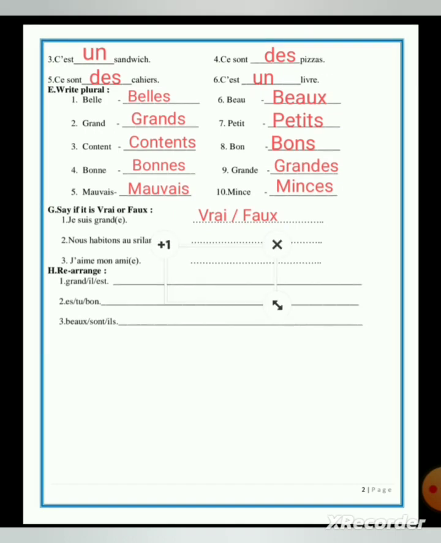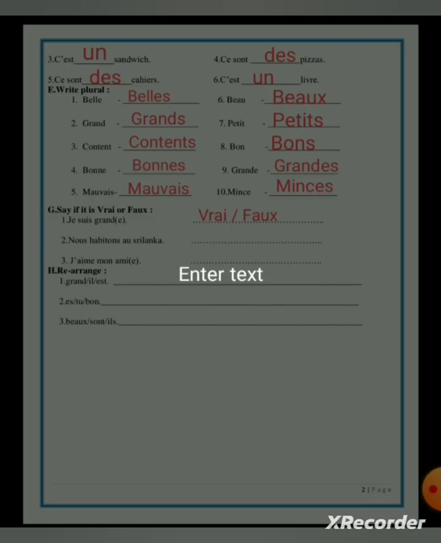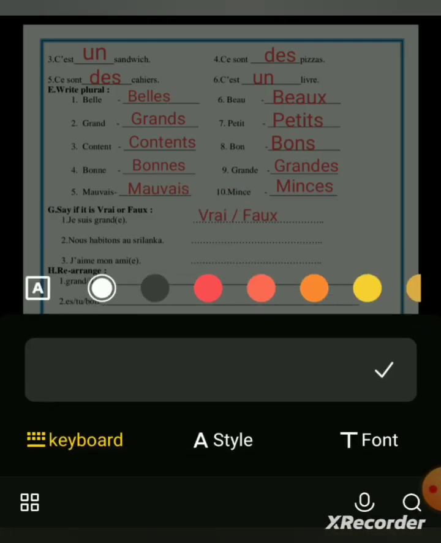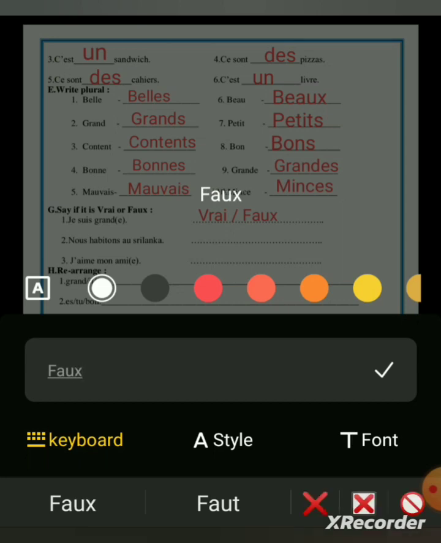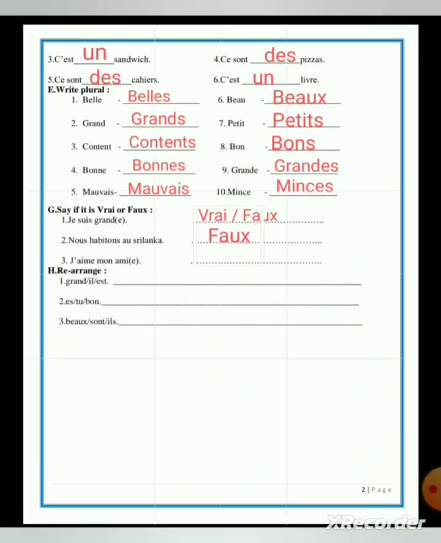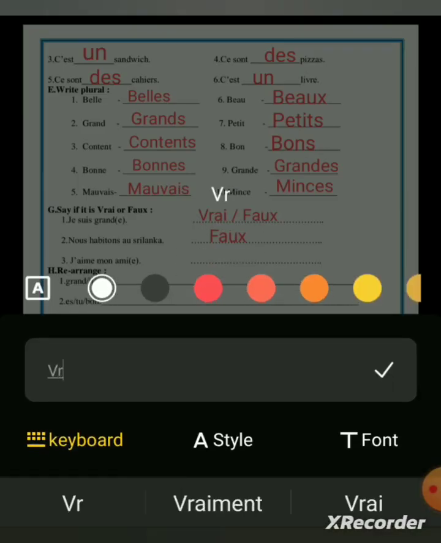So come to number 2. Nous habitons au Sri Lanka. We live in Sri Lanka. So this is very much clear that this is false. Faux. We live in India. So this is false. Third one. J'aime mon ami. A-M-I in masculine form, meaning friend. A-M-I-E, amie in feminine form, meaning friend. Aime means like. I like my friend. So you all like your friends. So we will write here vrai.